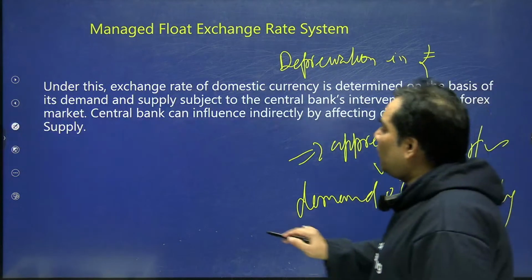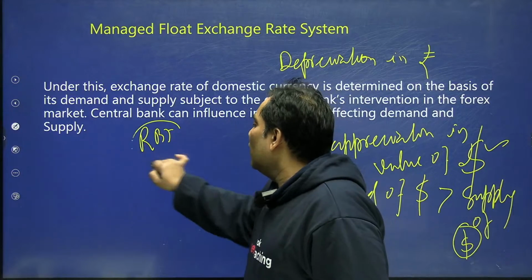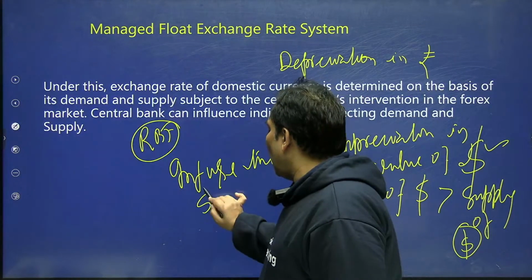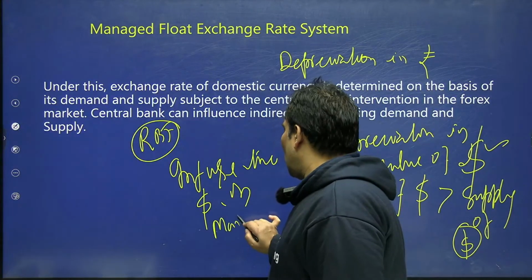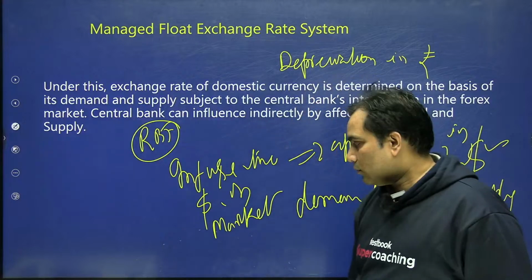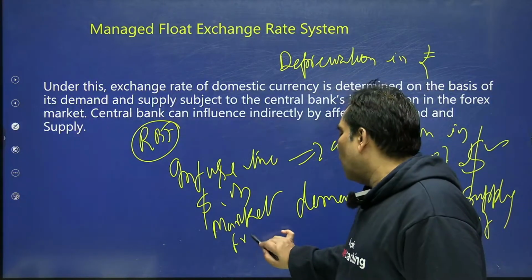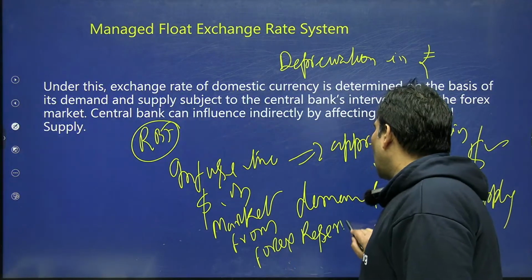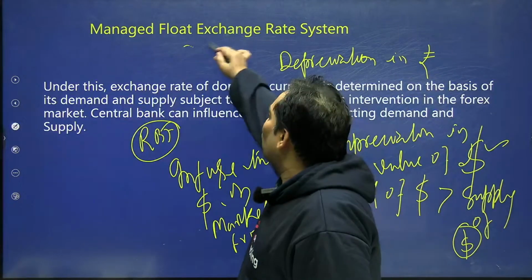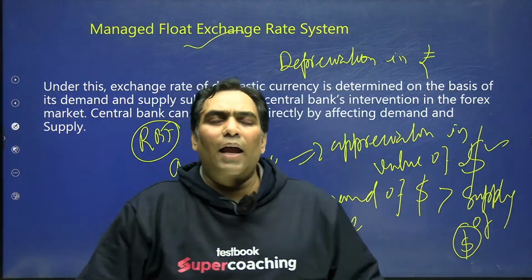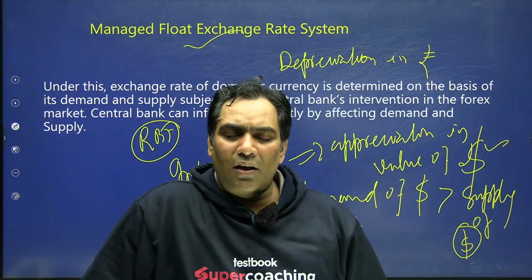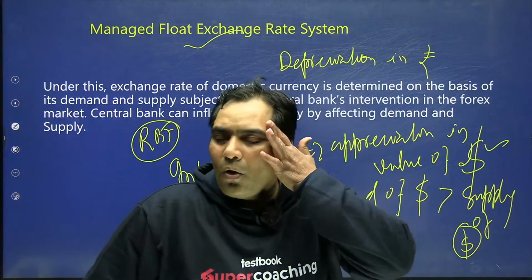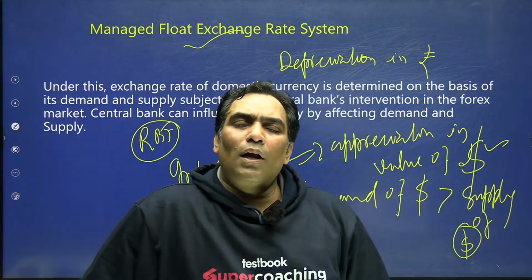So what will RBI do? RBI will infuse the dollar in the market from forex reserves. We are following the managed float exchange system. India is following the managed float exchange rate system, and it is known as the dirty managed float exchange rate system. We will discuss, don't worry. But before that, let me tell you what is managed float.